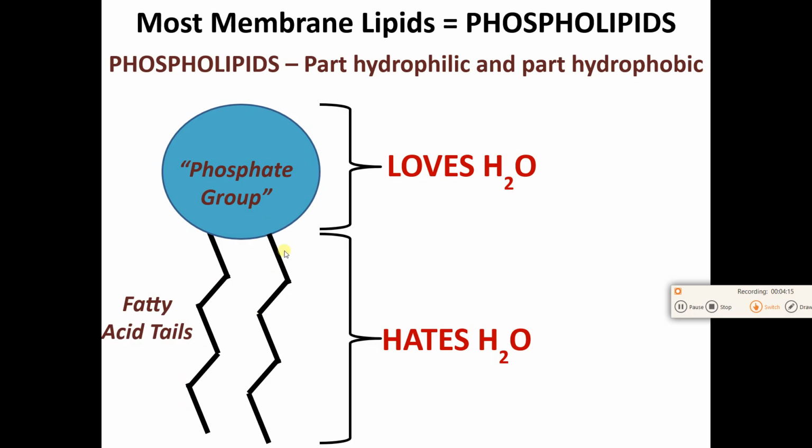One of the important consequences of this structure is that the head is hydrophilic. The head is hydrophilic, it loves water. Meanwhile, the tails are hydrophobic. They hate water. And this is really important for a functioning membrane, to have a part that is hydrophilic and a part that is hydrophobic.